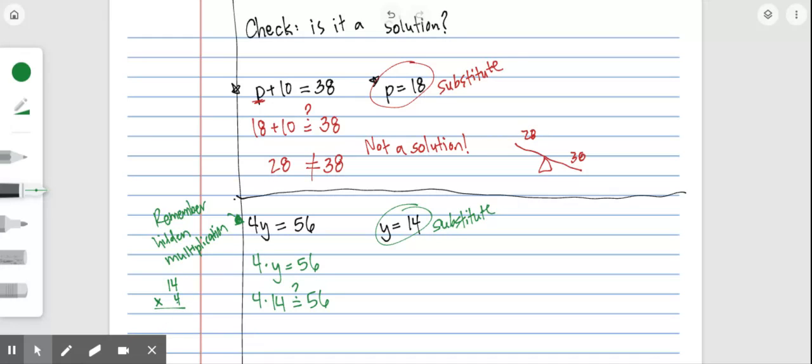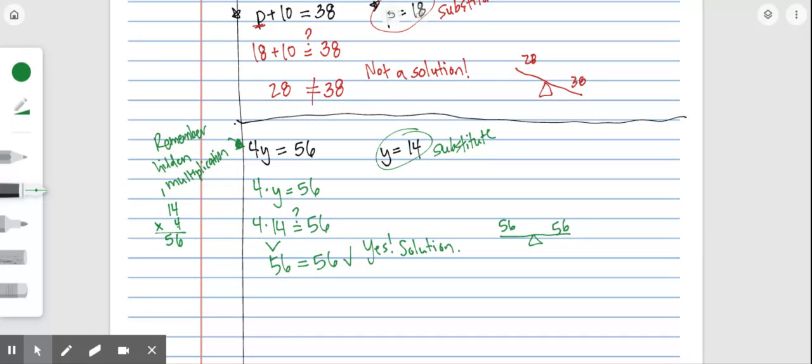4 times 4 is 16. Carry the 1. 4 times 1 is 4, plus 1 is 5. So on the left, 4 times 14 is 56. And it is the same as 56. So this is a yes. This is a solution. So for this one, if I have the balance beam, it's going to be exactly even because on the left-hand side, I've got 56 grapes. And on the right-hand side, I've got 56 grapes. They are equal. This is a solution.